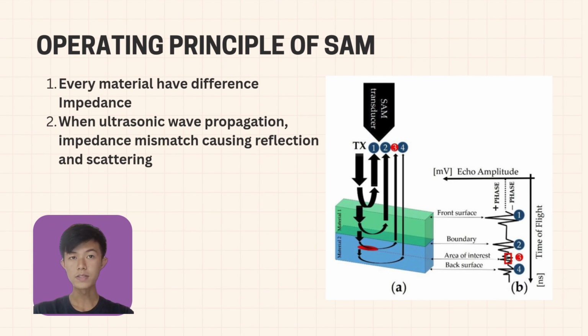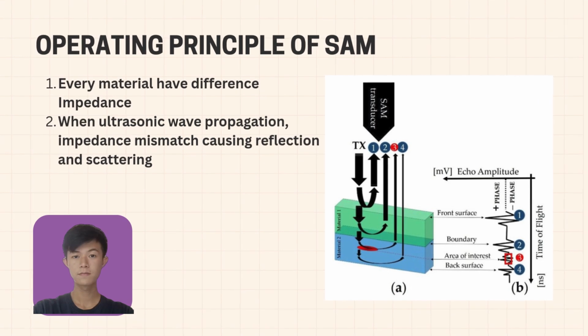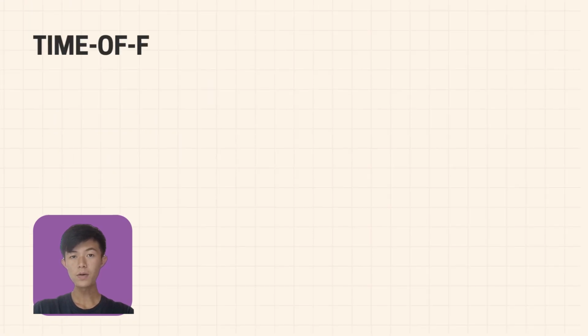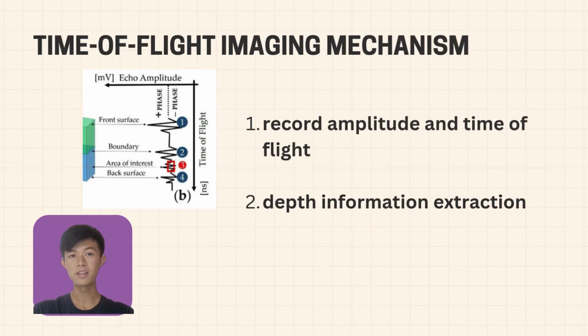The SAM transducer is positioned perpendicular to the sample surface along the z-axis. It generates an ultrasonic pulse that propagates into the sample. When the wave reaches a defect or interface with different impedance, it reflects back to the transducer. By measuring the time of flight, the depth of the defect can be determined.